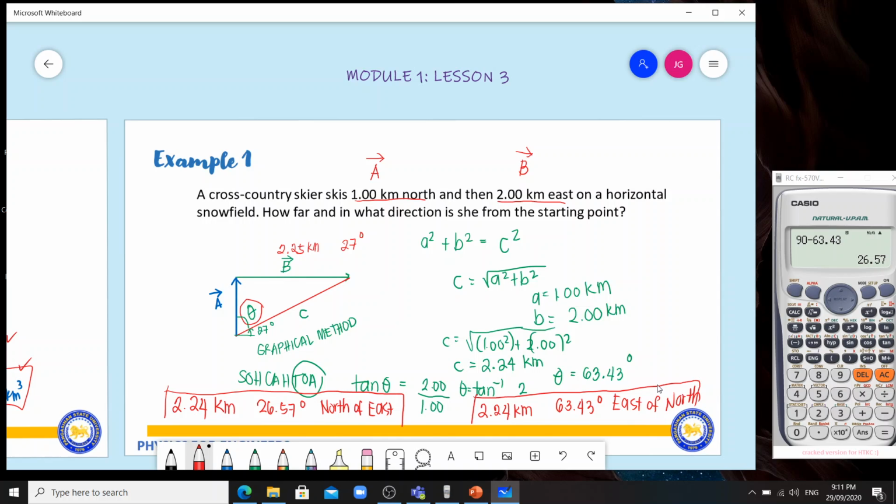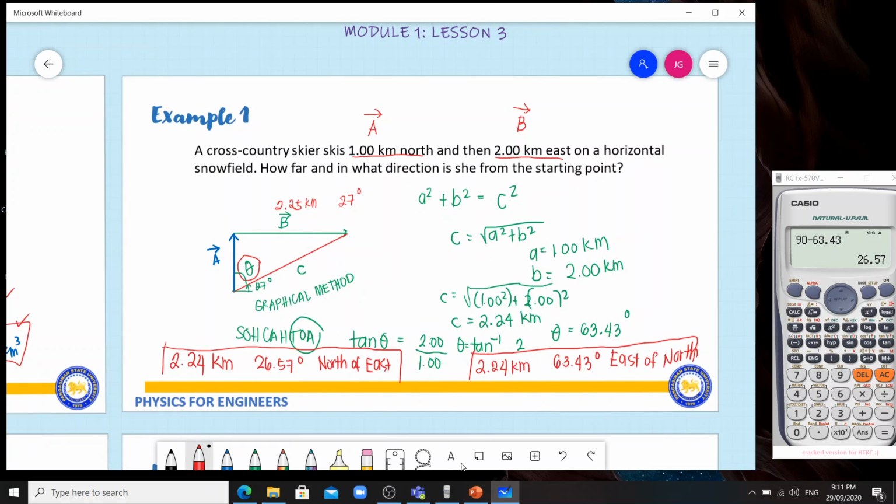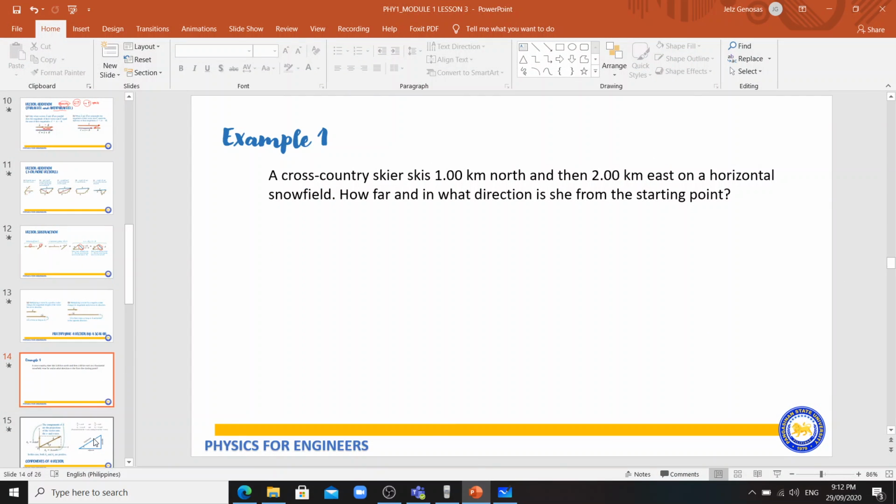So, ganyan kapag graphical method, 'di ba? Basta susundin mo yung scale at mai-drawing mo siya ng maayos, by computation, magtutugma. May konting diferensya dahil syempre sa human error, pero malapit lang or konti lang yung magiging diferensya. Okay? So, next.